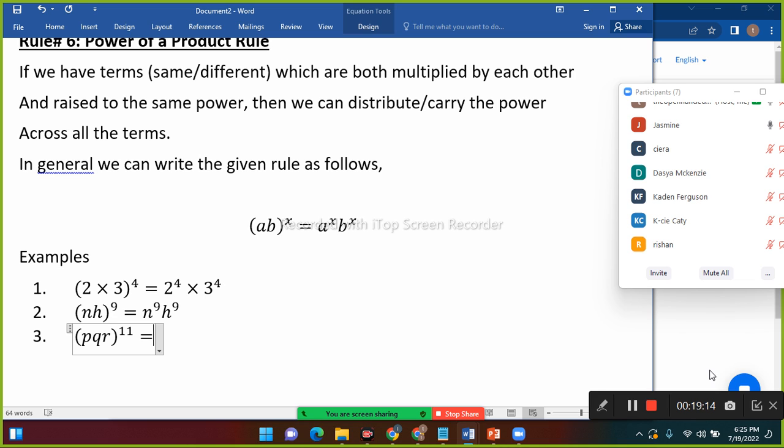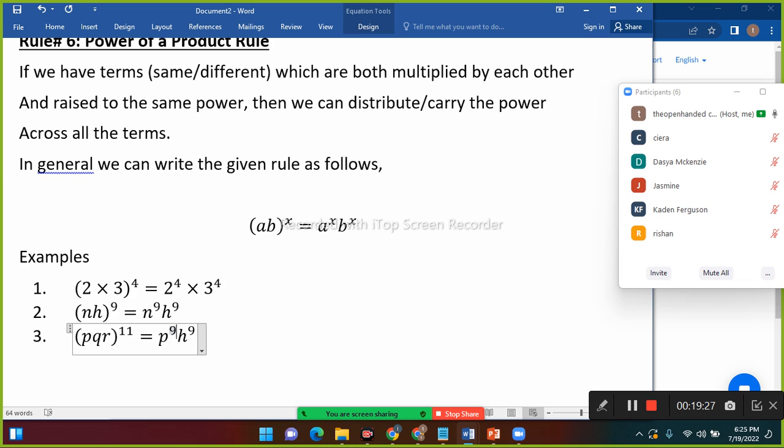P11, Q11, and R11. Excellent. Very good. We just distributed across each one. So this is P to the power of 11, Q to the power of 11, and R to the power of 11.